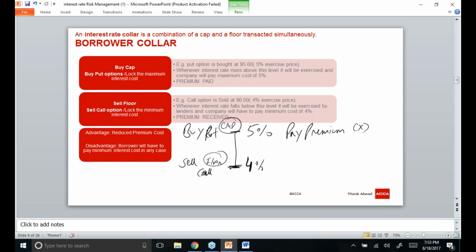So what you have done, you have locked your lower cost. Whatever the circumstances, you have to face this 4%, because whenever interest rate goes down, you will minimum have to pay the 4%. But what is the advantage of selling the call? You will receive the premium.